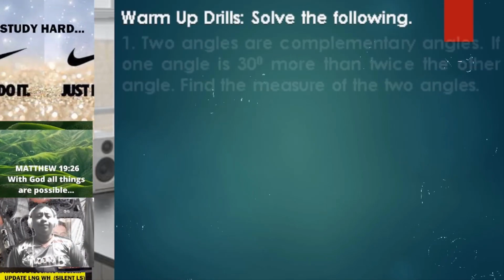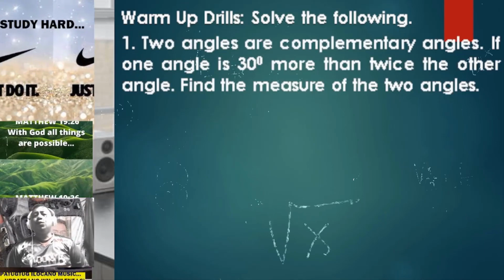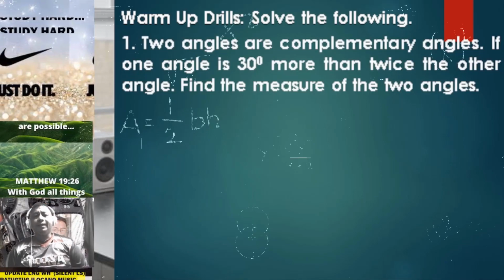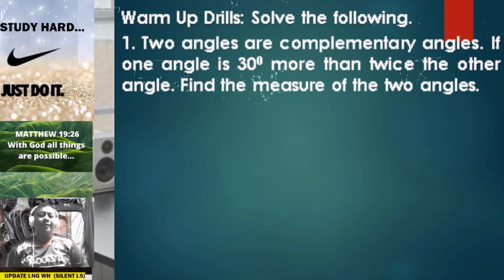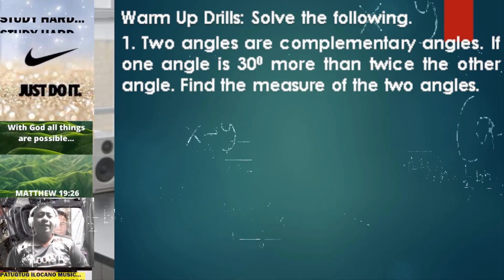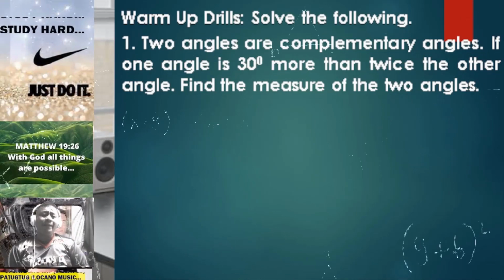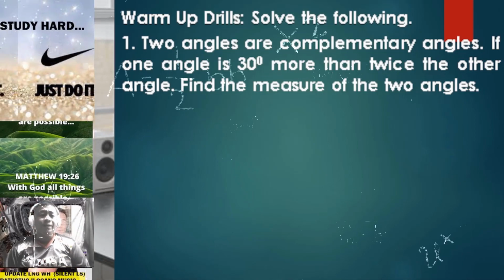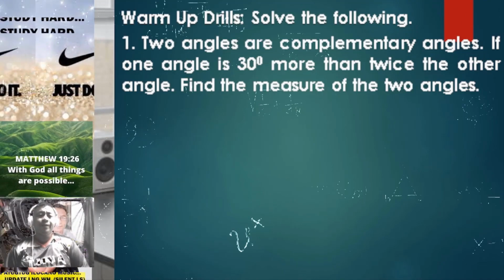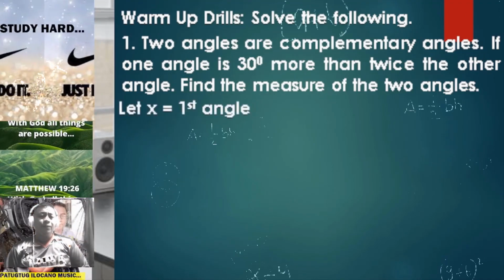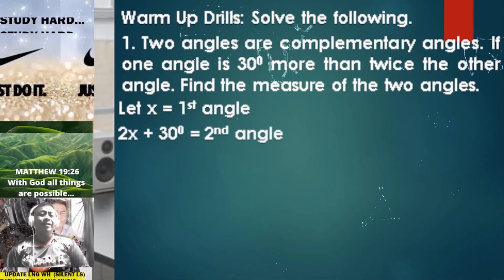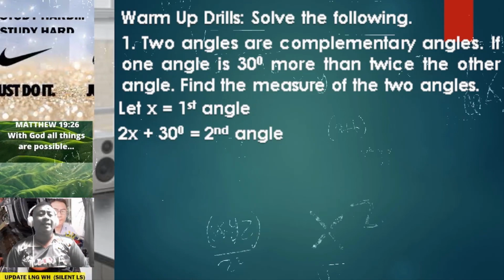Solve the following. Number 1. Two angles are complementary angles. If one angle is 30 degrees more than twice the other angle, find the measure of the two angles. Take note, class, when we talk about complementary angles, the sum of the measures of the two angles is equal to 90 degrees. Let x be equal to the measure of the first angle. 2x plus 30 degrees be equal to the measure of the second angle.